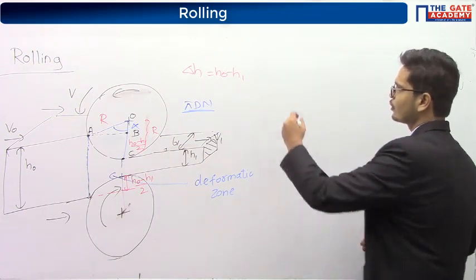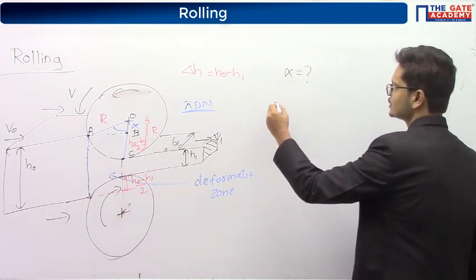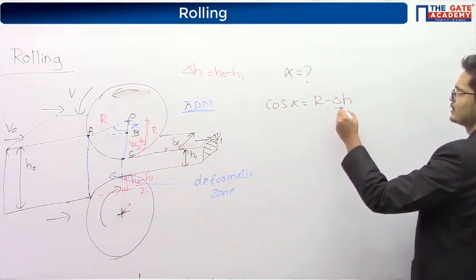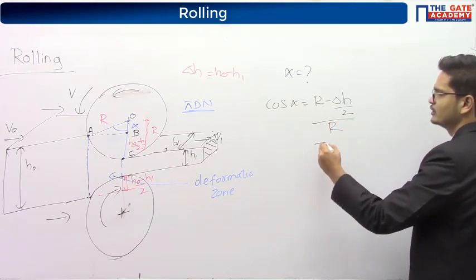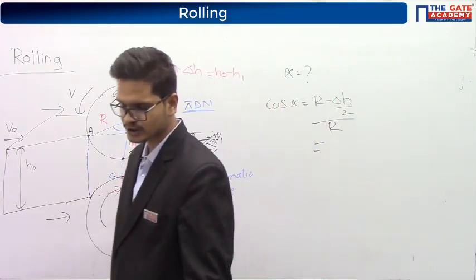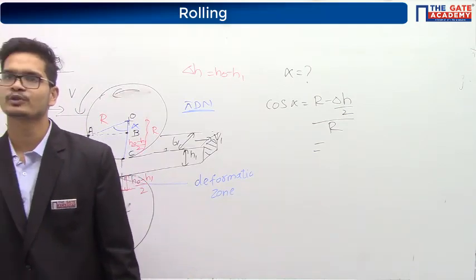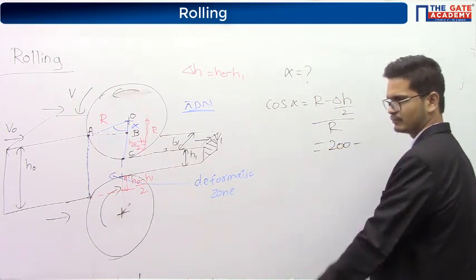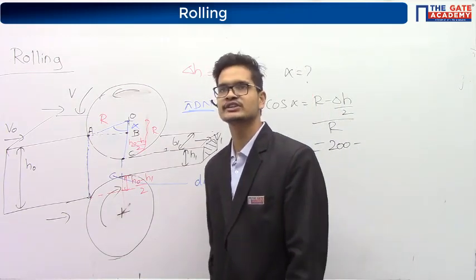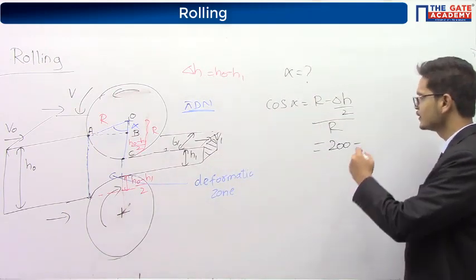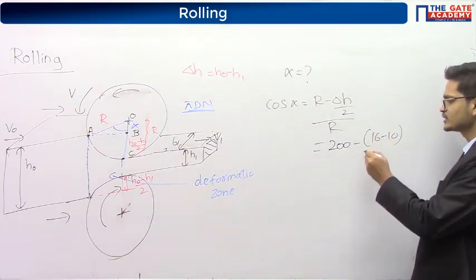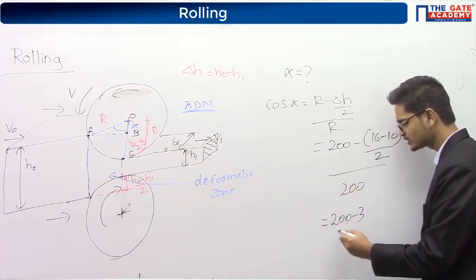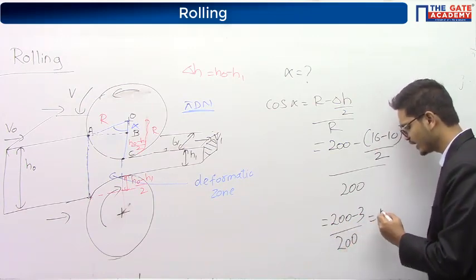So they are asking what is alpha. We know that cos alpha is equal to (R minus delta H by 2) upon R. They have mentioned the diameter of the rollers is 400 mm, so the radius is 200, minus delta H by 2. Delta H is 16 minus 10. This entire thing divided by 2, upon 200. So 200 minus 3 upon 200, so it is 197 by 200.